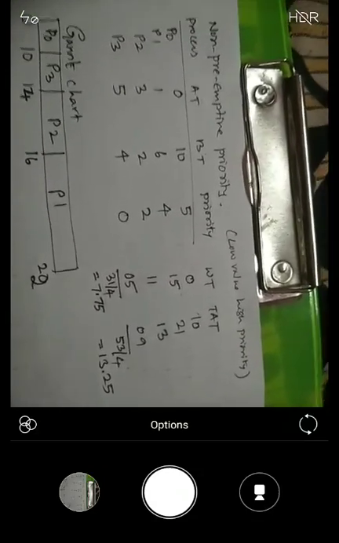We will take up the average waiting time, and then, as you know, turnaround time is nothing but waiting time plus burst time. So for P0 it is 10 plus 0 is 10, for P1 6 plus 15 is 21, for P2 2 plus 11 is 13, and for P3 4 plus 5 is equal to 9. In the same way, we will calculate the average turnaround time also.